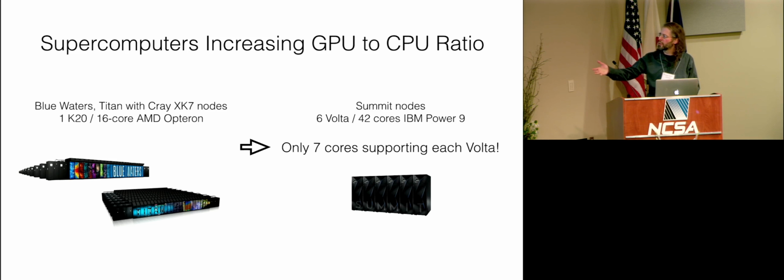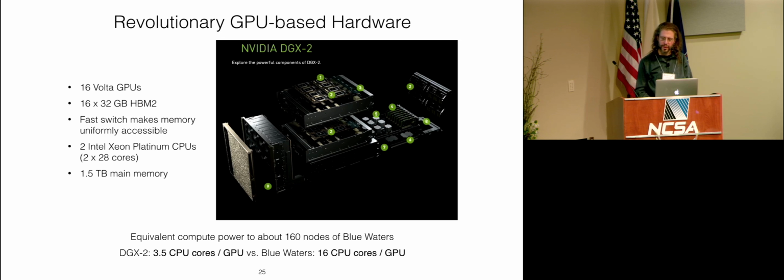If we think about Blue Waters and Titan being basically 1 GPU per 16 cores of CPU, but now we're moving into something with Summit that has 6 Voltas for 42 cores of IBM Power 9, and we only have 7 cores supporting each Volta. And so that's really punishing us for any work that's being left on the CPU.